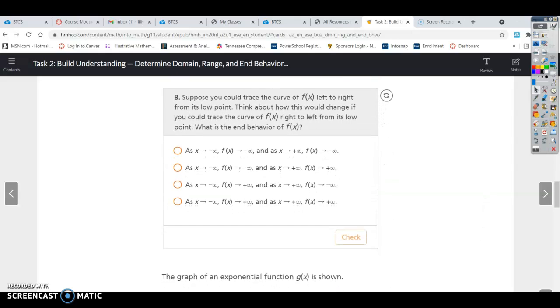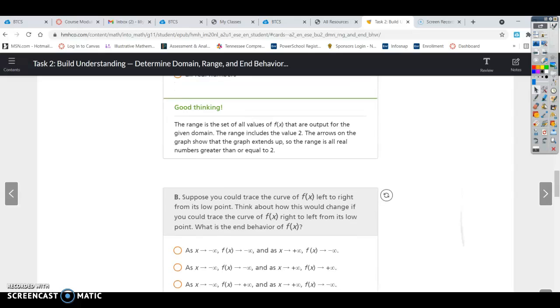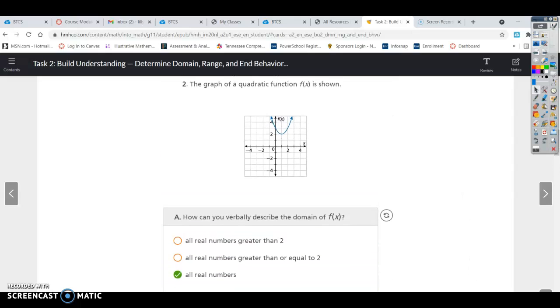Next question. Please pause the video, answer this, and then resume when ready. Suppose you can trace the curve of f of x left to right from its low point. Think about how this would change if you could trace the curve right to left from its low point. What is the end behavior? So we're going to trace it from left to right from its low point. Here's its low point, and left to right would be the end behavior on the positive side.